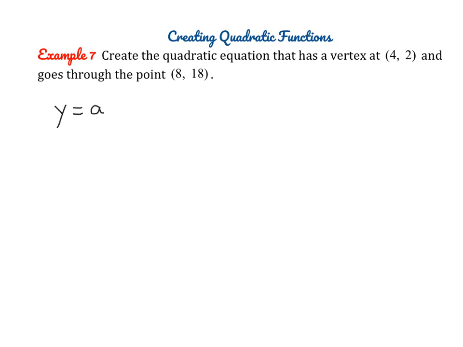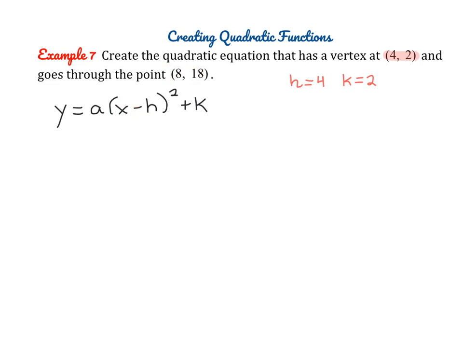So we have this equation to start with. So y equals a times (x minus h) squared plus k. So from the given information, we know a couple things. We are told that the vertex is (4, 2). So if the vertex is (4, 2), that means that our h value is 4 and our k value is 2. So we're going to substitute those in. And notice it does say x minus h. So it will say x minus 4.